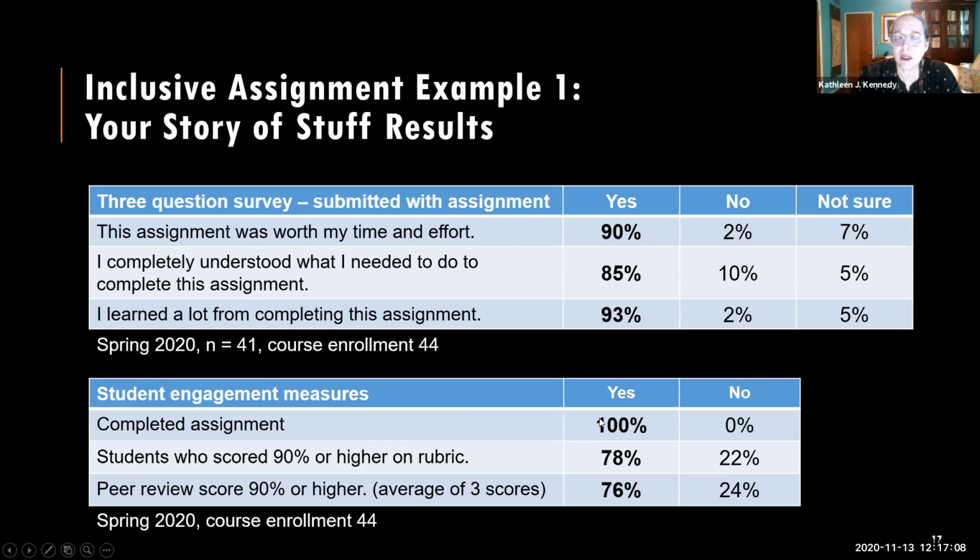One important to me is my goal is that 100% of my students do well in every assignment. I use an analytical rubric. 78% of the students in the class got a 90 or higher on this assignment, which is high.